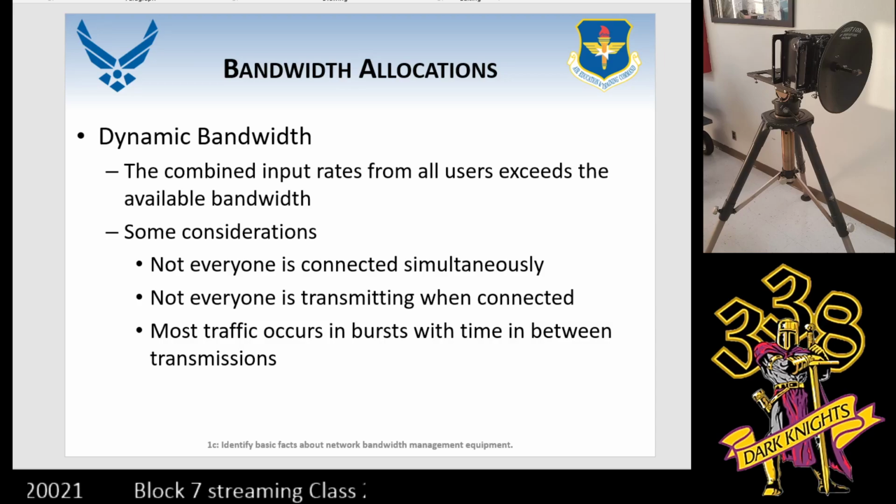Dynamic bandwidth is considered the combined input rates from all users, and it exceeds the available bandwidth. So what that means is like Boingo. So you all have Boingo internet at the dorms, right? Yes, sir. Okay, so you're only allotted a specific amount of bandwidth per the ISP's contract that they're obligated to give you for your building.